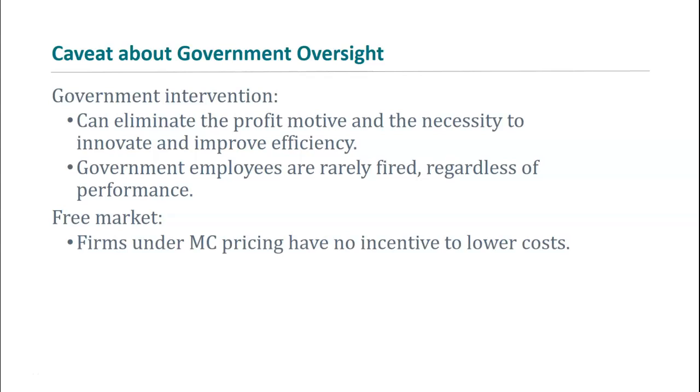The free market firms under marginal cost pricing have no incentive to lower costs, right? So even when the government, rather than providing the service, instead regulates the market and says you have to set your price equal to marginal cost, the firm is not going to lower their costs. They have no reason to try to innovate and make costs lower because they're already losing money.